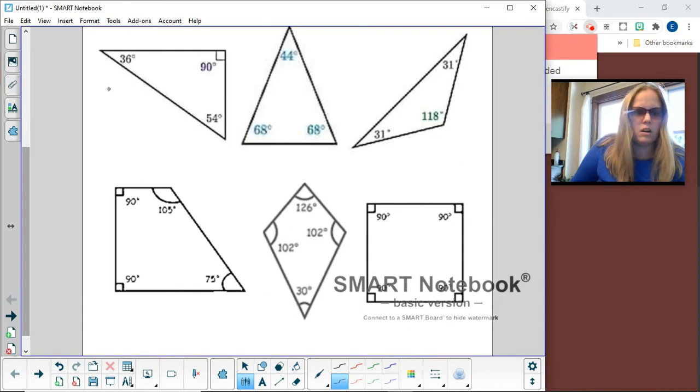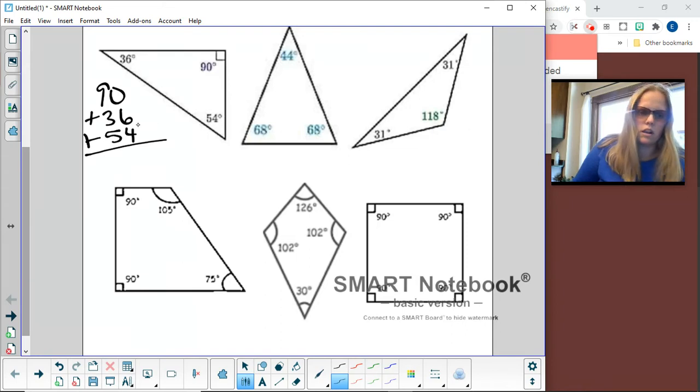Now, I'm not super great at doing all of this in my head, so I might want to grab a calculator. But I'm going to be totaling up each of the three corners in all of these triangles. Now, if you do the math on this, this one comes out to be 180 degrees. I'm going to do the same thing over here for this one.